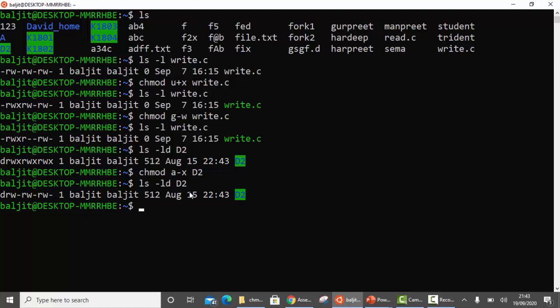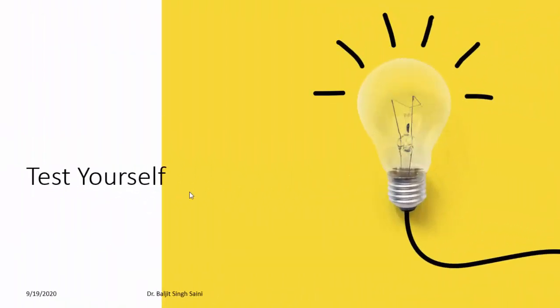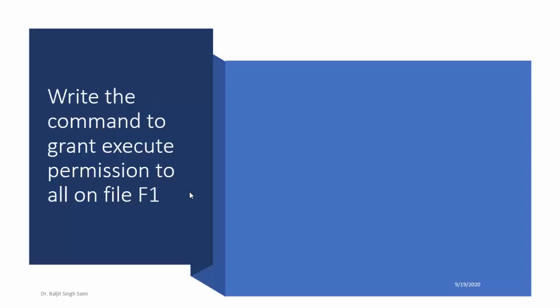Alright, so in this manner you can change the permissions for either the files or the directories using change mode's relative method. So now it is time to test yourself. Answer this question. Write the command to grant execute permission to all on the file F1. What will you write?